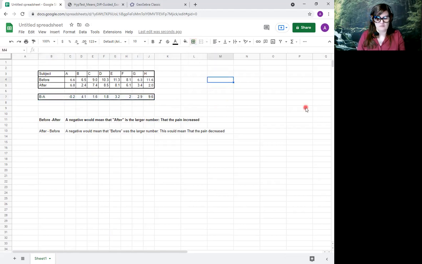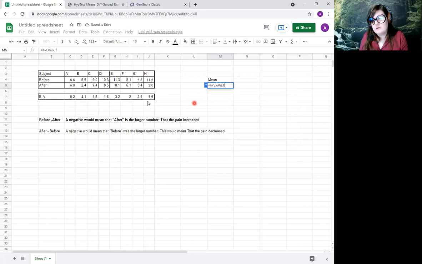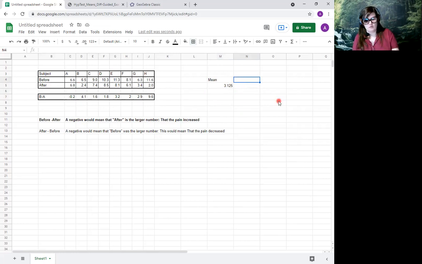So I need to find my mean. We're going to go ahead and say equals average, and this is the data that we want the average of. So we had a positive number, that means decrease. So there was an average decrease of 3.125 across our subjects.